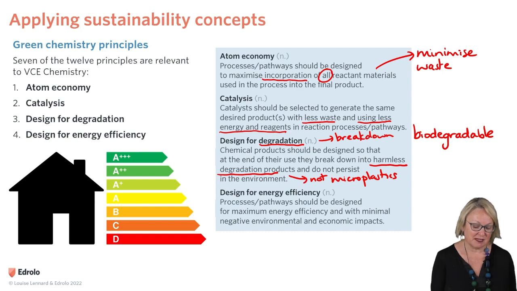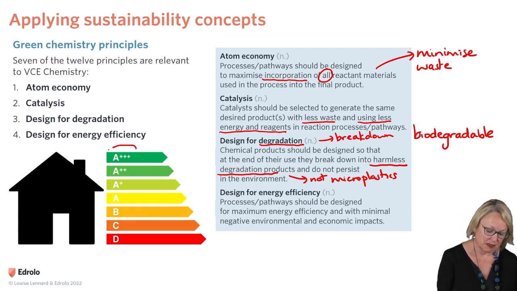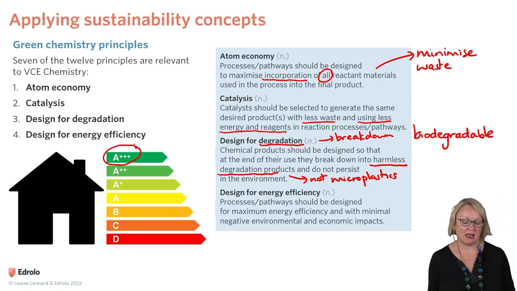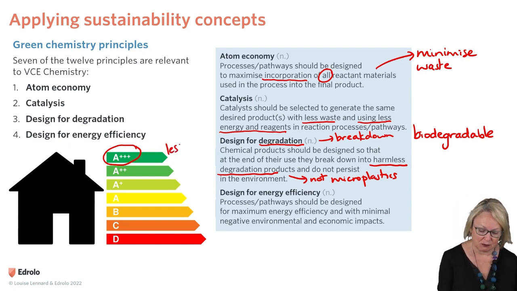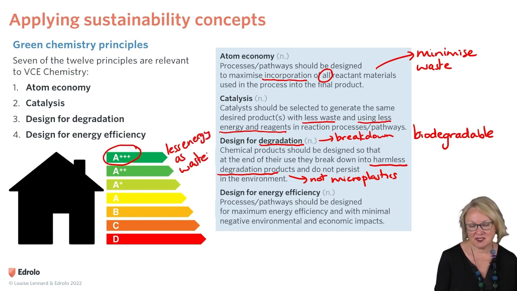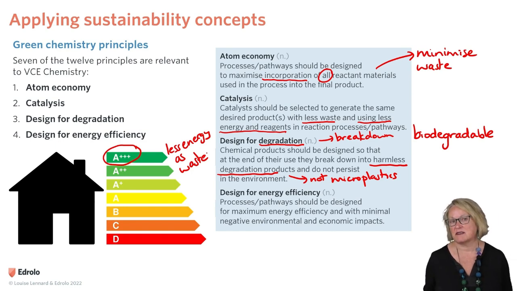The fourth thing we want to do is design for energy efficiency. And you might have seen some of these ratings where an A triple plus energy rating means it's highly energy efficient, which means there's less energy as waste. And you might have seen appliances such as washing machines and freezers also come with a star rating. The more stars, the more energy efficient they are.